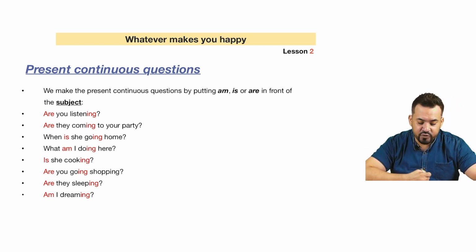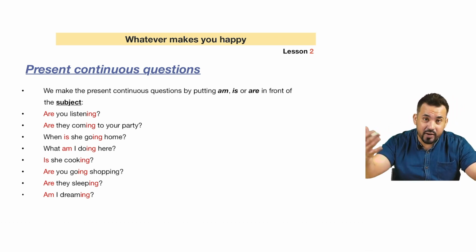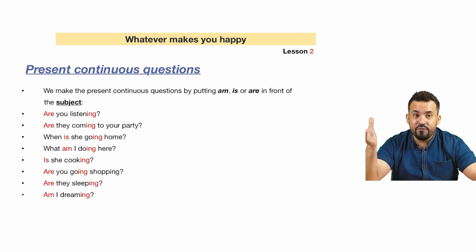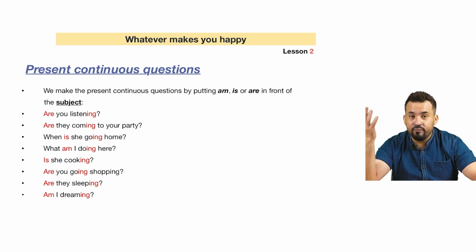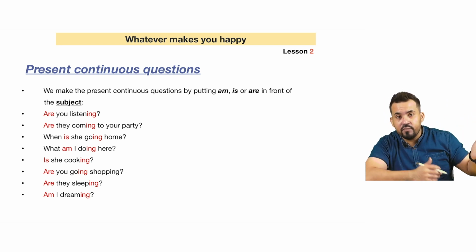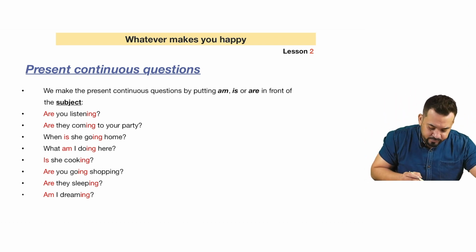But for question number 3, when is she going home? Now, this is a proper question. We want information. We want to know what time she's going home. So the answer here will be she's going home next week. She is going home at 9 o'clock. You know, because this is a proper question.